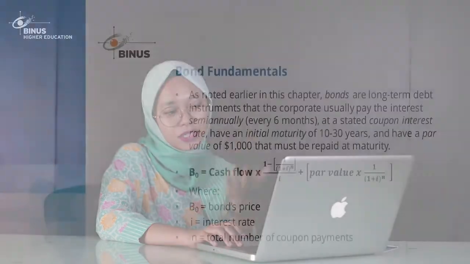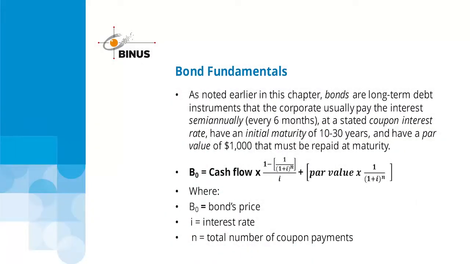So here we can calculate the bond valuation. The principle at first is that, as we studied earlier, bonds are long-term debt instruments on which corporations usually pay interest semi-annually, every 6 months, at a stated coupon interest rate, and they have an initial maturity between 10 to 30 years because it is a long-term debt, and a par value of $1,000 that must be repaid at maturity.